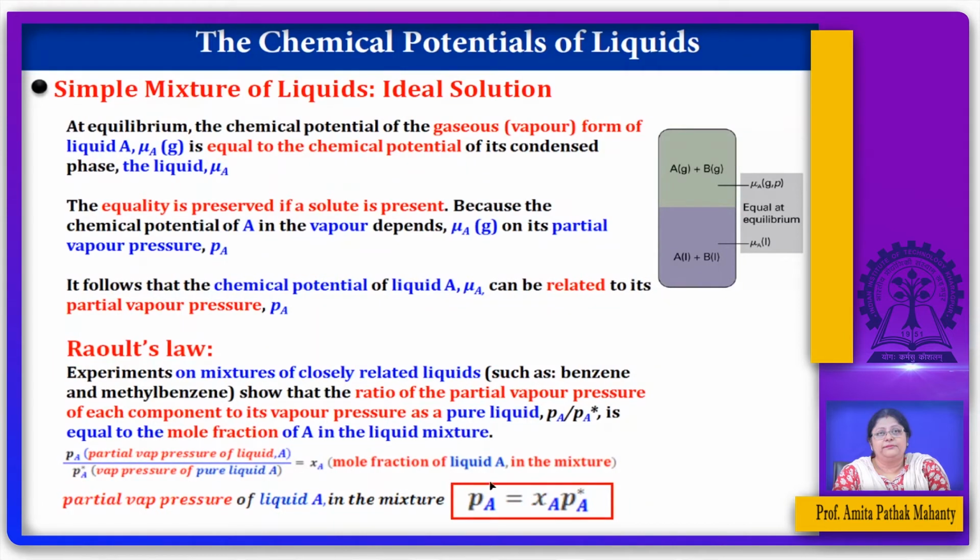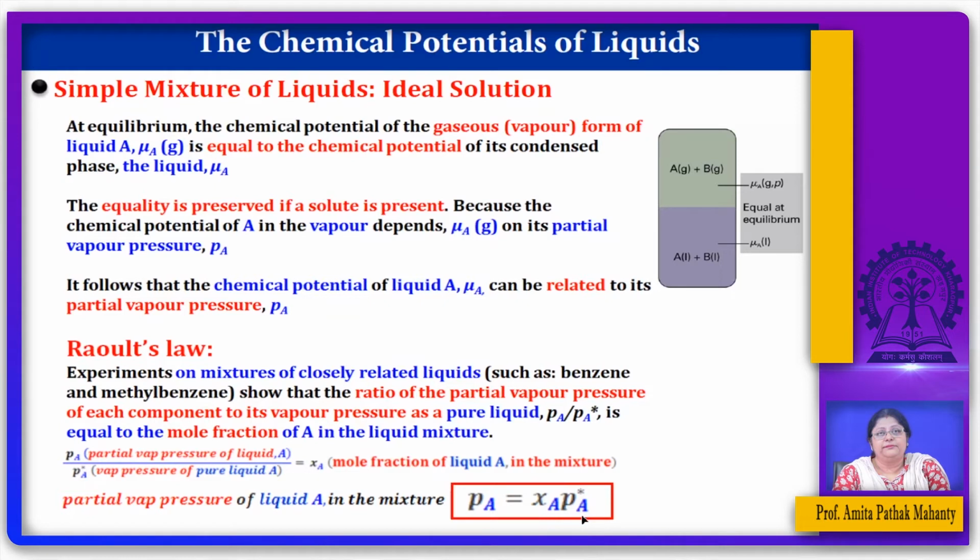Okay, are you all clear with what this means? This is the partial pressure of the liquid which is in excess, which is A. The partial pressure of that liquid should be equal to the mole fraction of that liquid times the vapor pressure of that liquid in the pure state.